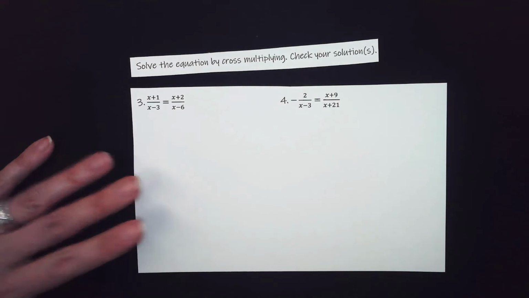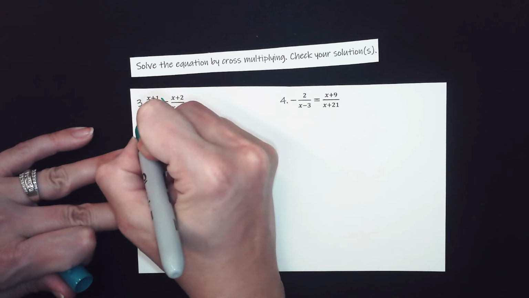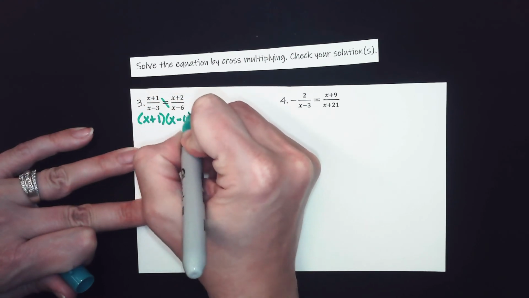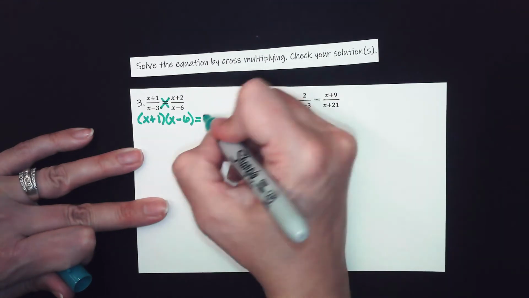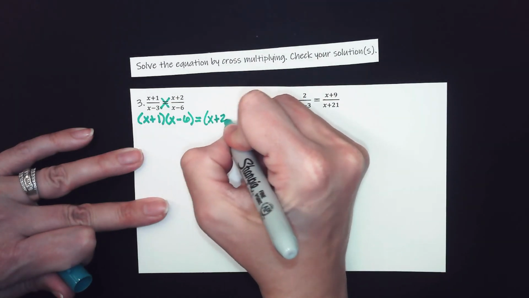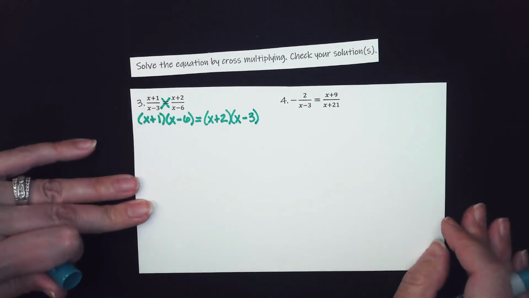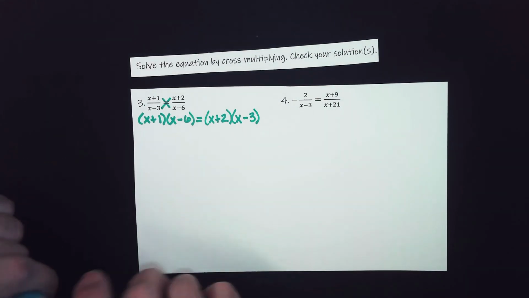All right, let's try it for 3 and 4. Okay? So when I cross multiply, this time I get an x plus 1 times an x minus 6. Then I equal, and we go this way. And I get an x plus 2 times an x minus 3. Okay, so at this point, if you need to do your boxes to be able to multiply them, go ahead.